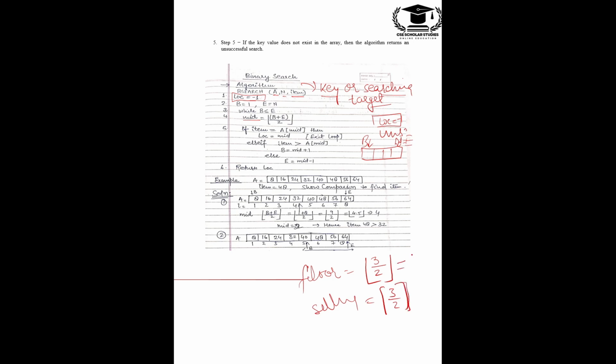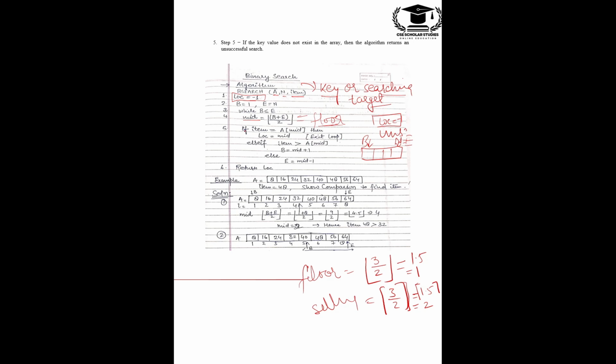For the given value 1.5, the floor value is 1, but in the case of the ceiling value, it is 2. So in this we find the floor value, not the ceiling value. Remember this point. If in the case of an odd number, we find the floor value, not the ceiling value.